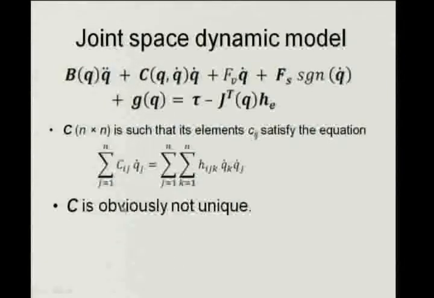There are many functions, so you can get C in many forms. C is not unique, but you can always find at least one Cij which will satisfy this condition. It is very simple, j is equal to 1. All you have to do is sum up Hij_k into Q dot k, and then you will get a term for Cij.